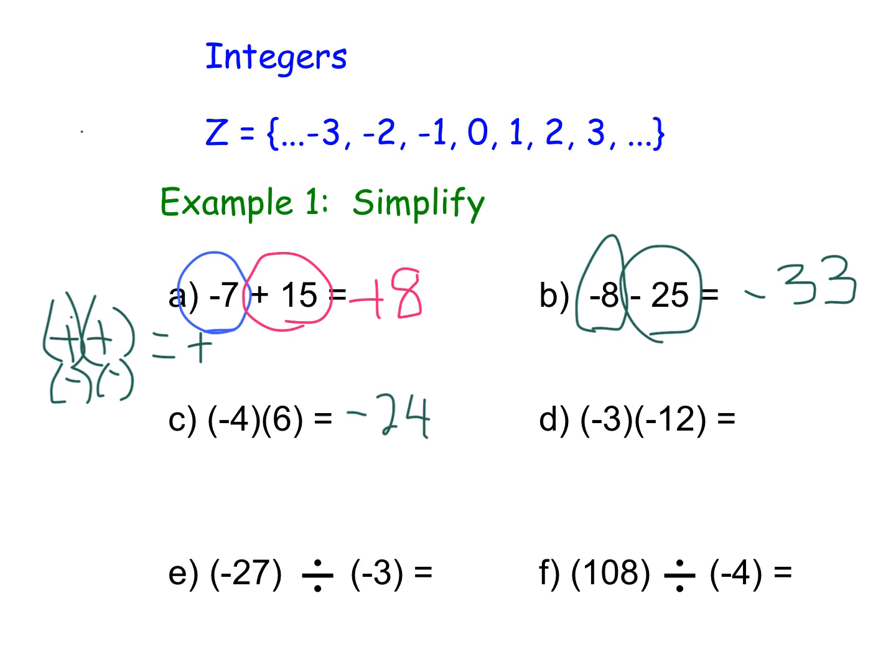For part D, we have 2 of the same signs. We have 2 negatives. We know 2 of the same signs always make a positive answer. And 3 times 12 is 36.